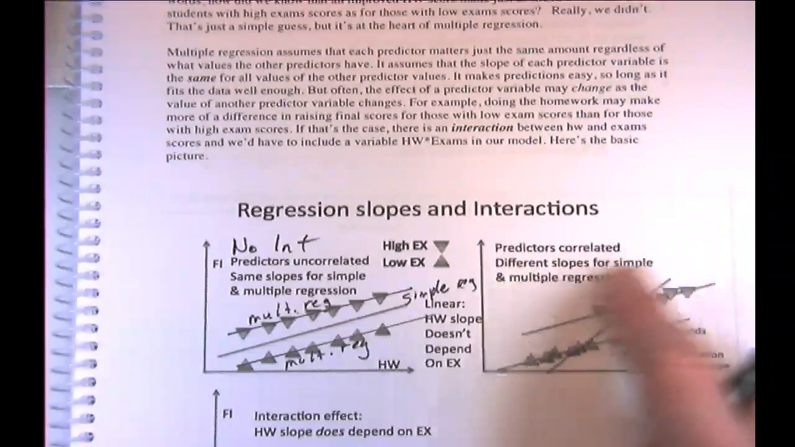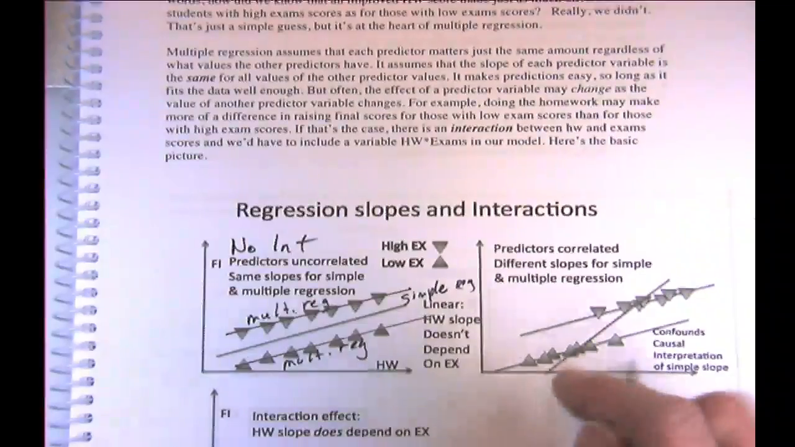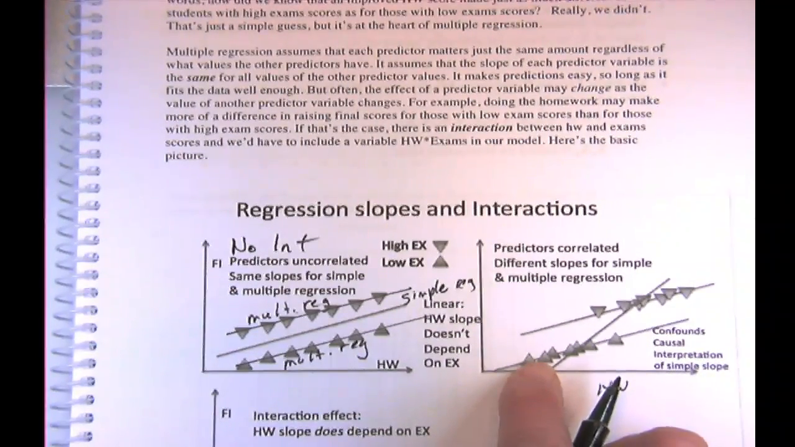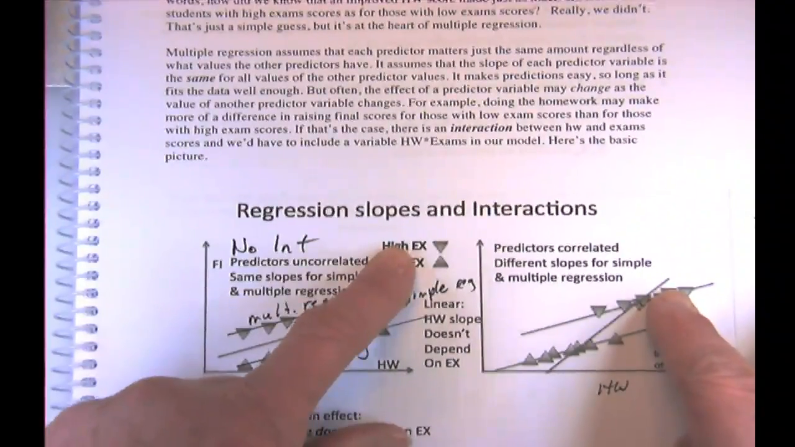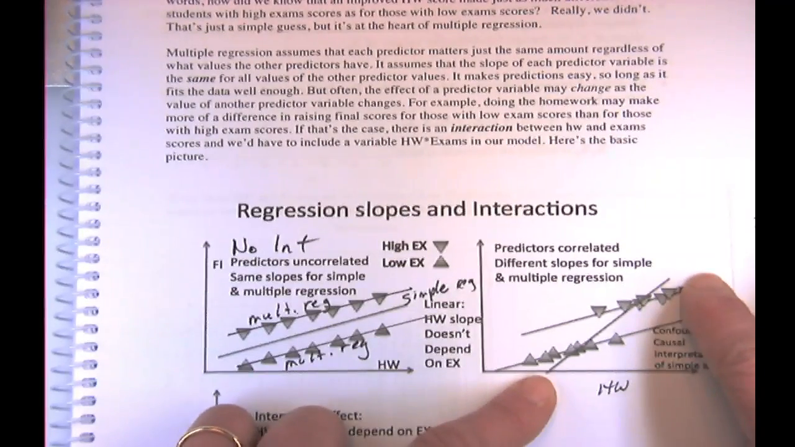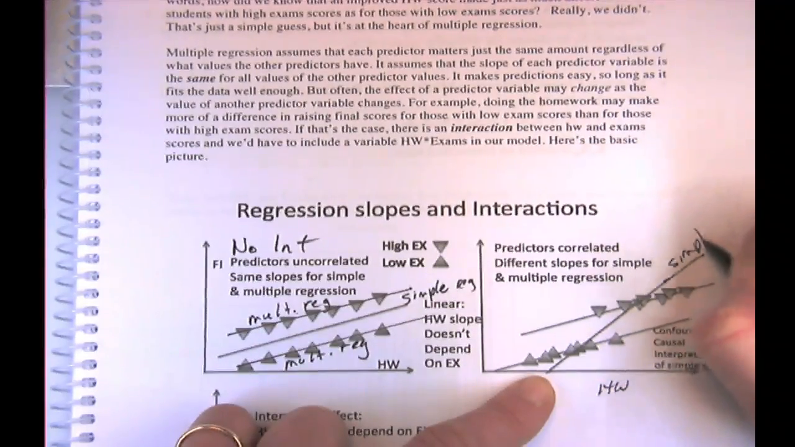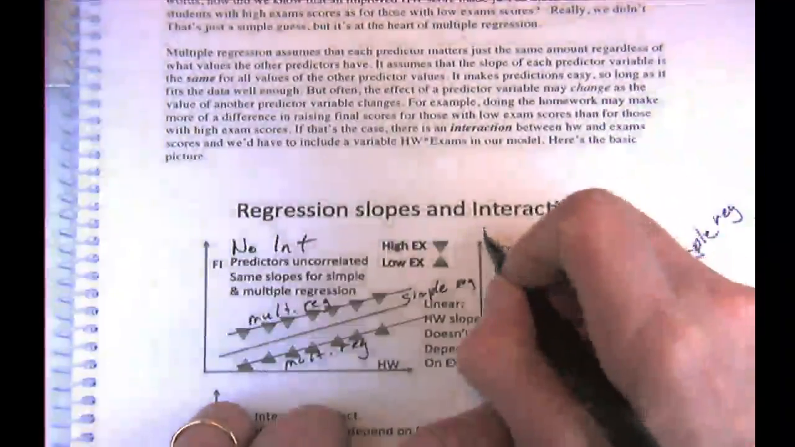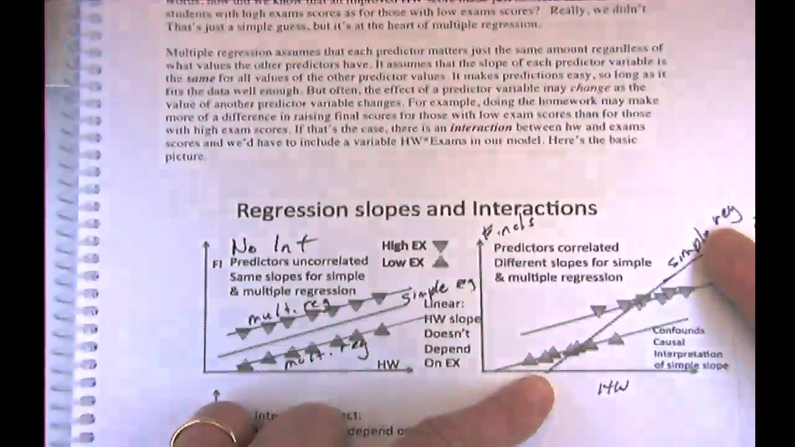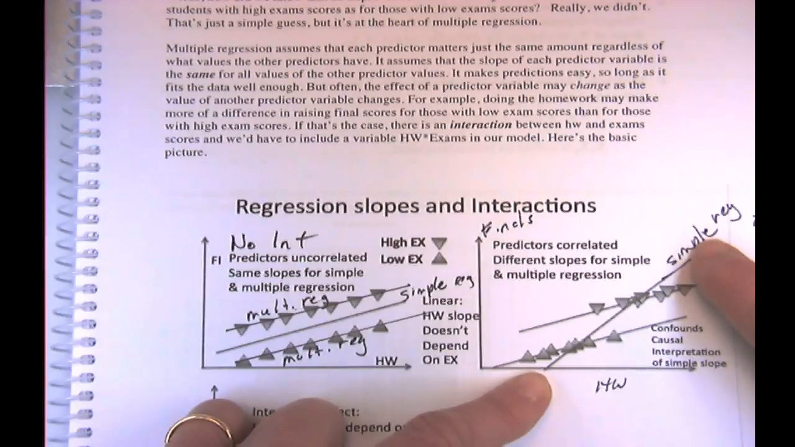Okay, but let's say you have correlated predictors. So the people who have the low homework down here also have these low exam scores, and the people who have the high homework have higher exam scores. So that would be correlated predictors. And so now we have a simple regression that combines those two effects and then inflates the effect of homework on finals. And if we were talking about causation here, we would say exams would be a confounder.